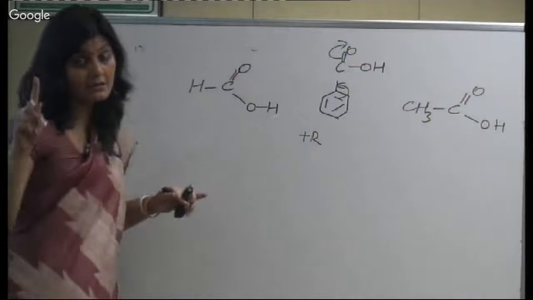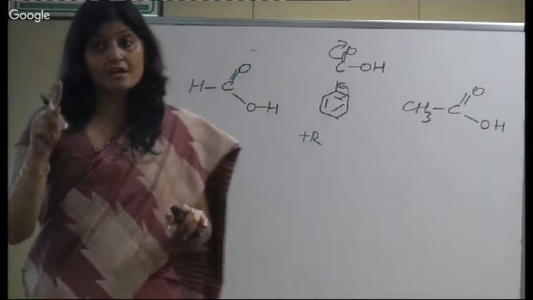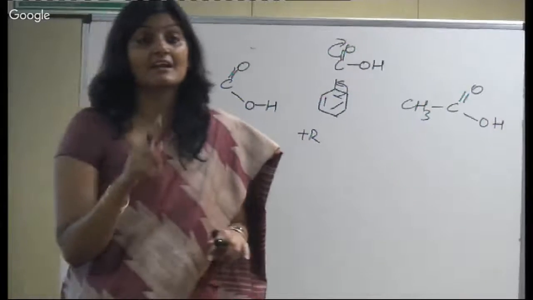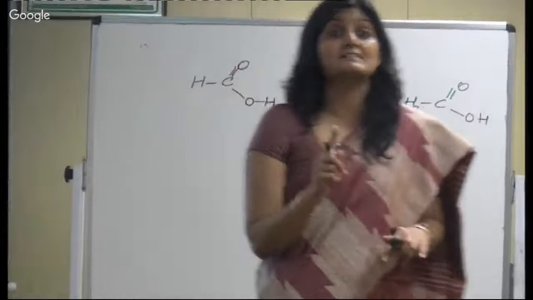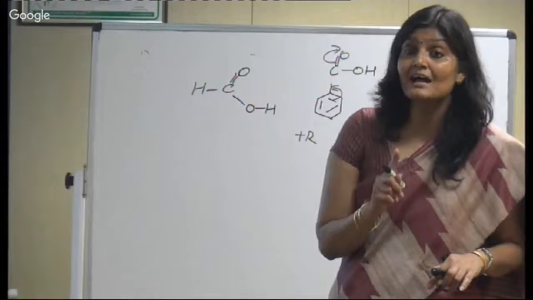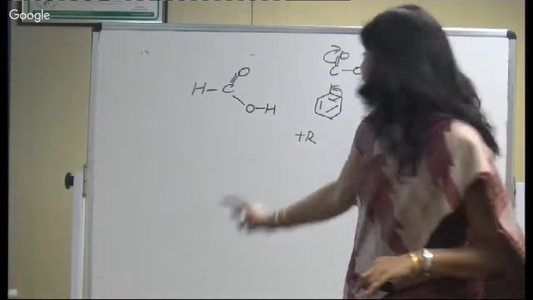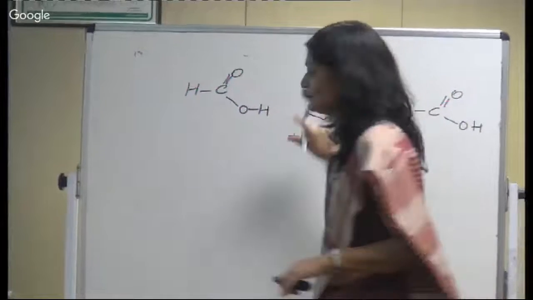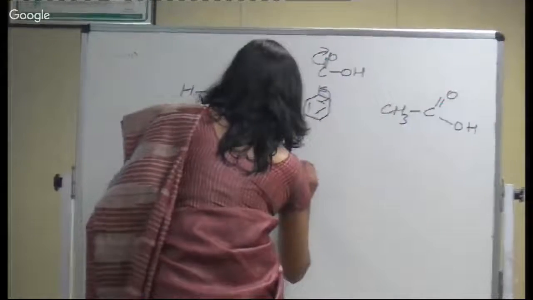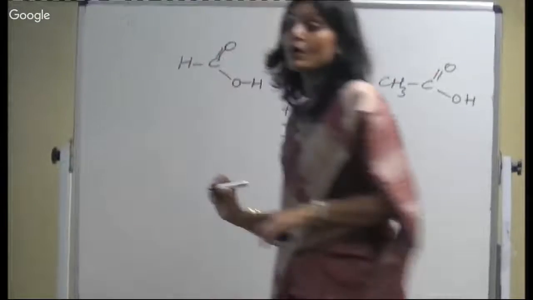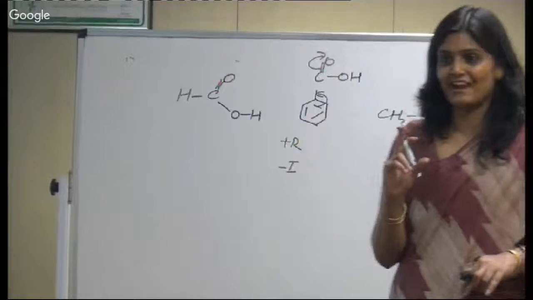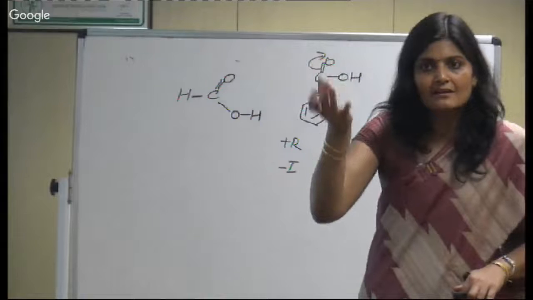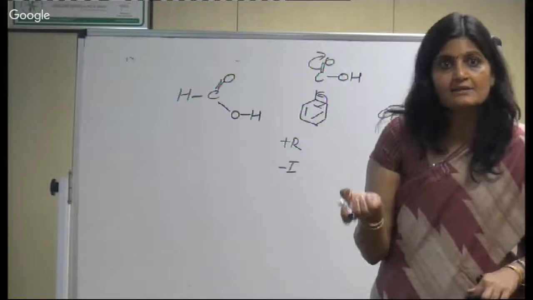But the benzene ring is not only offering the plus R effect. Besides the plus R effect, it also offers minus I. And what is that minus I due to? That minus I is due to the presence of this sp2 hybridized carbon, right? So plus R is there. Besides that, you also have the minus I effect, which is acid strengthening. Plus R, acid weakening. Minus I, acid strengthening.